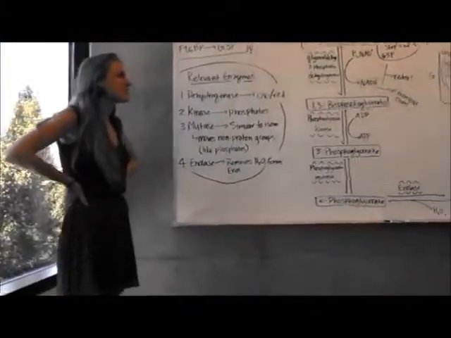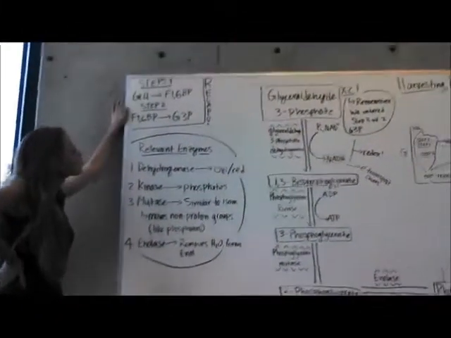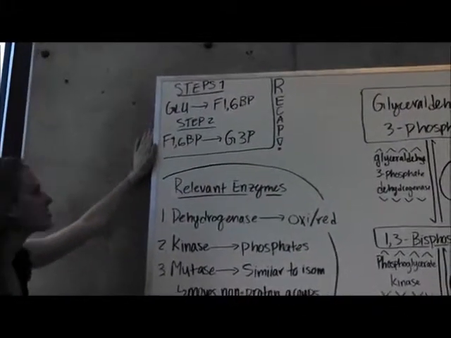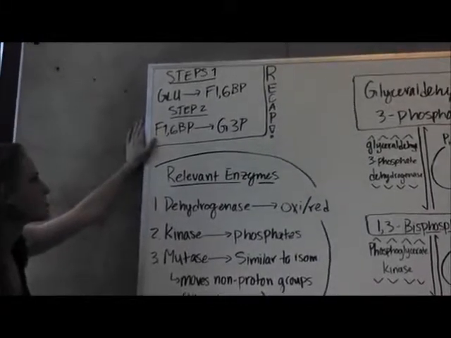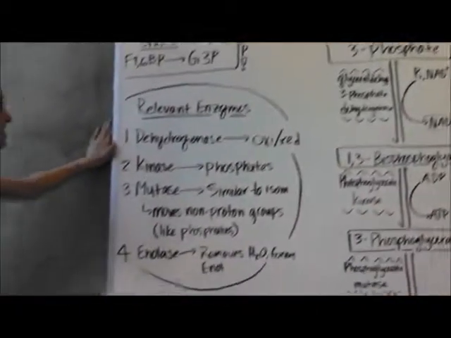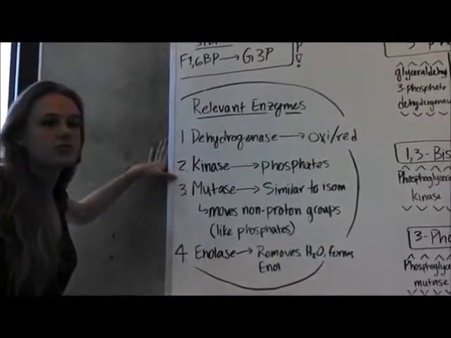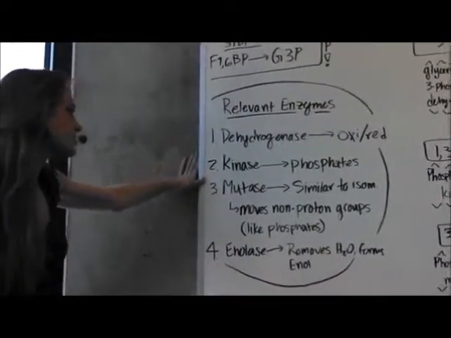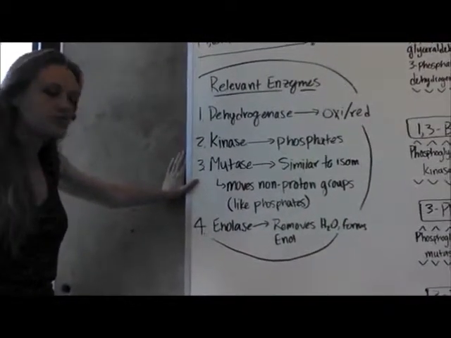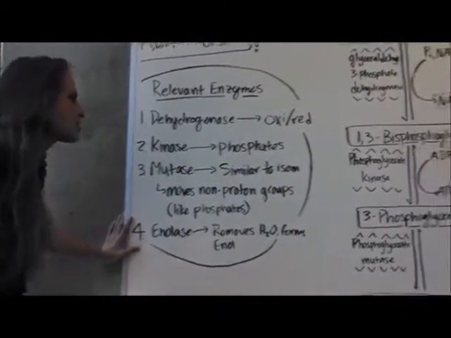So this is stage 3 of glycolysis, the harvesting phase. Just to recap, in step 1 of glycolysis, glucose is transformed into fructose 1,6-bisphosphate, and in step 2, fructose 1,6-bisphosphate is transformed into glyceraldehyde 3-phosphate. Our relevant enzymes for this reaction are dehydrogenases, which do redox reactions, kinases, which we have learned before, remove or add phosphate groups, mutases, which are similar to isomerases and move non-proton groups, so in this case it will be phosphates, and enolases, which remove water in order to form an enol product.